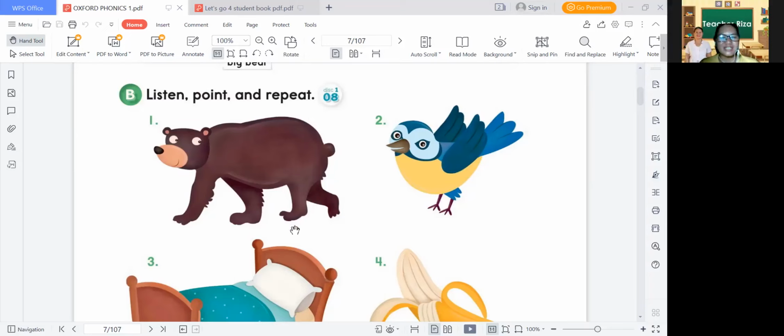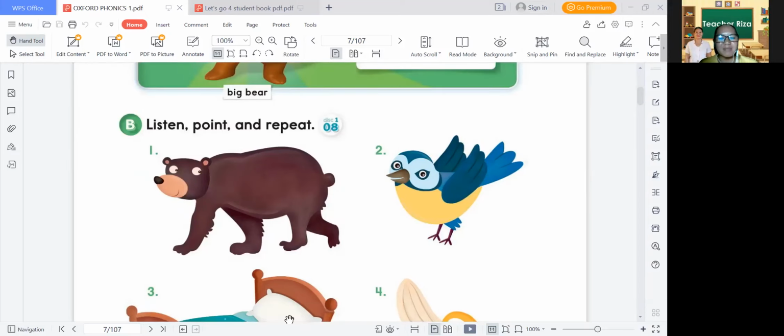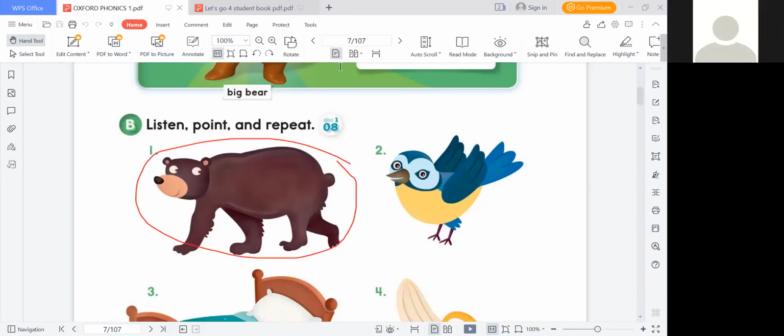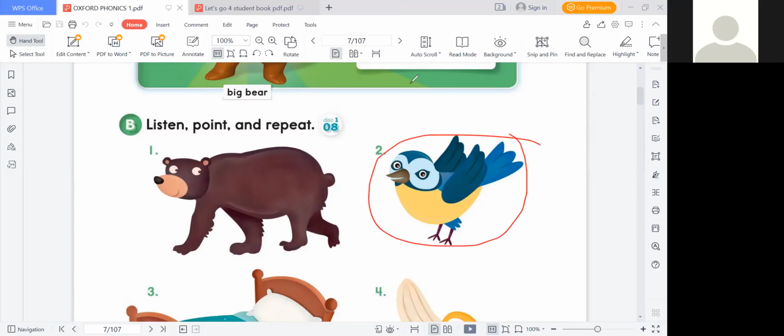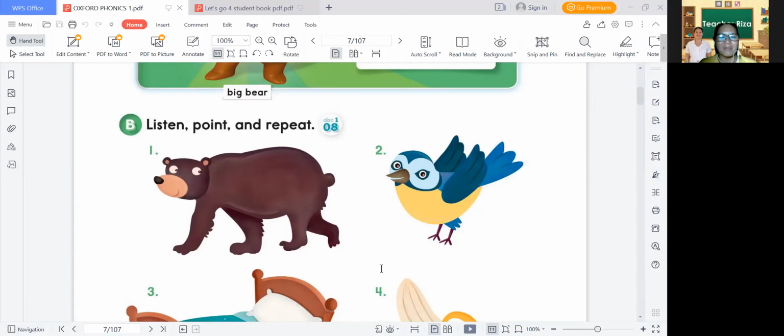So let's continue. We are already in the letter B. Can you tell me what is the first picture? This one? Bear. Very good. This is a bear. How about the second picture, or number two? This is a bird. Very good. That is a bird. How about the third picture?